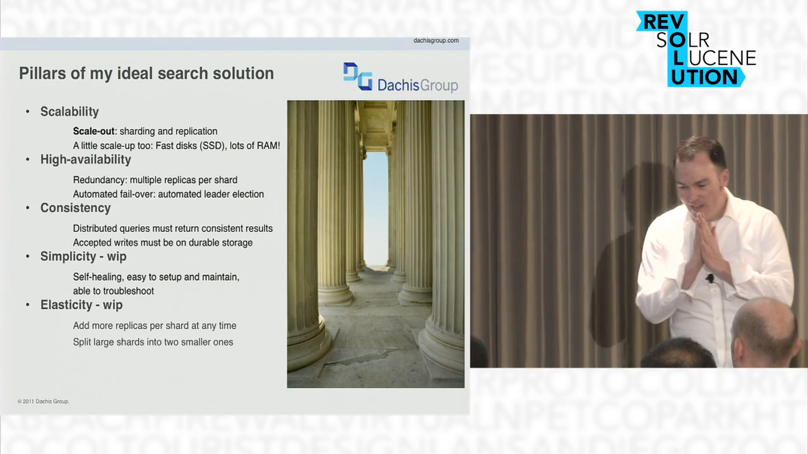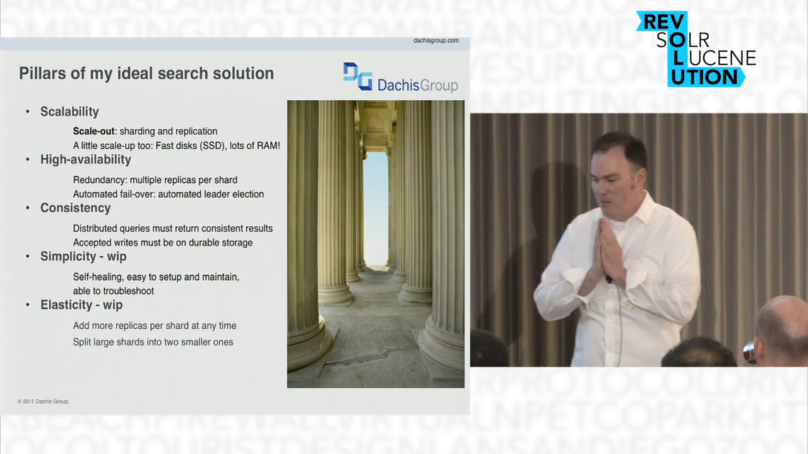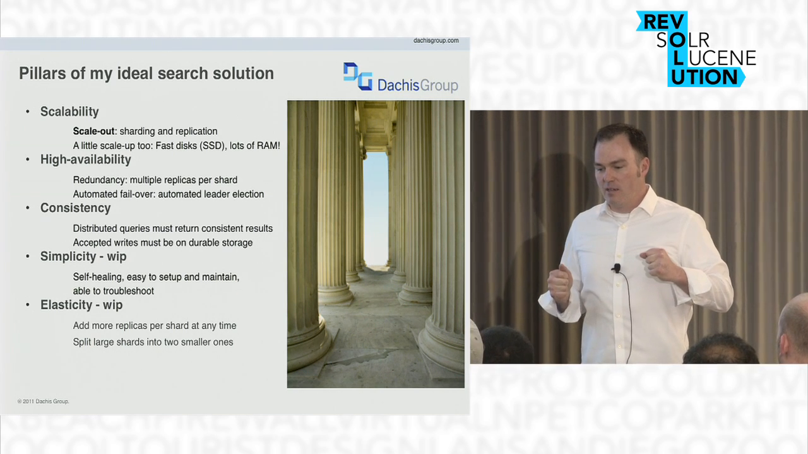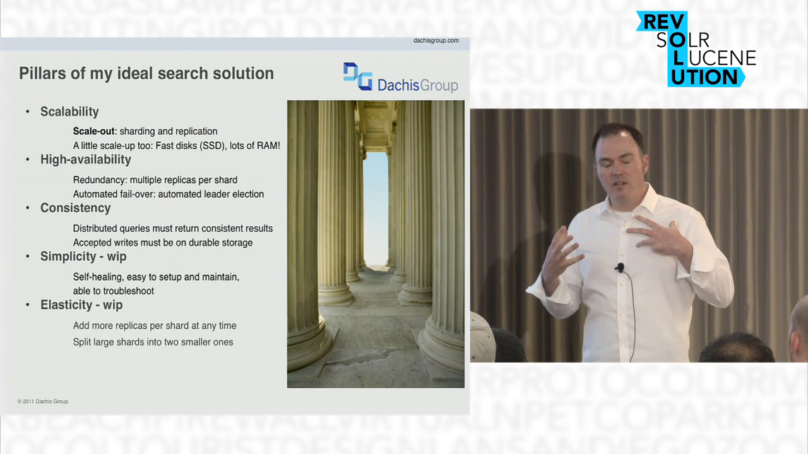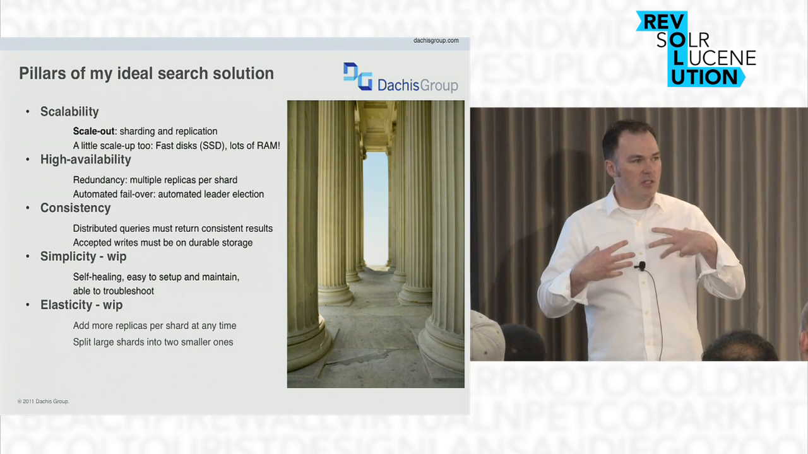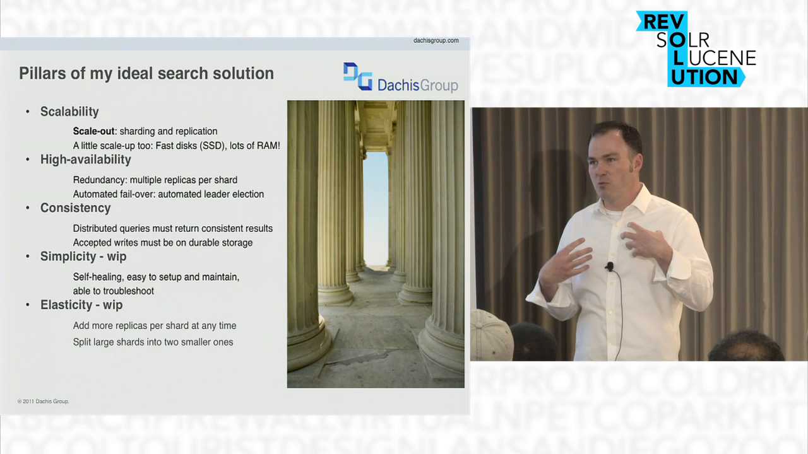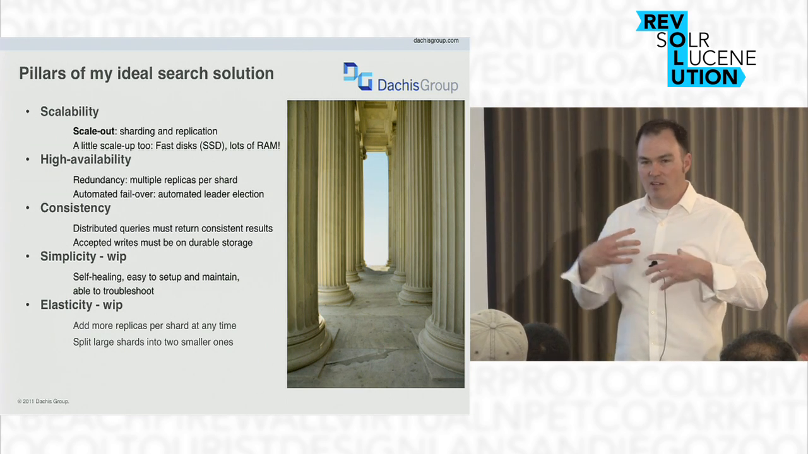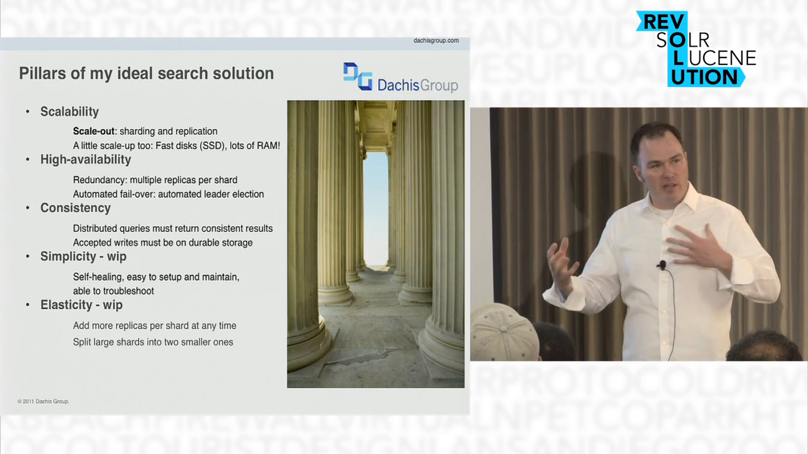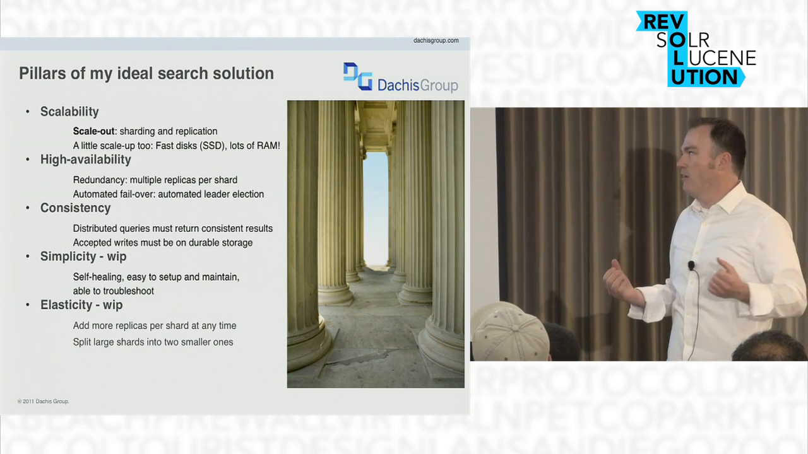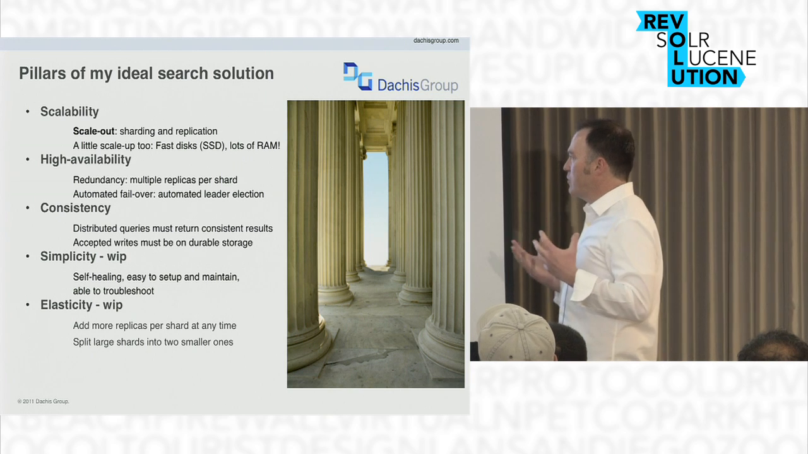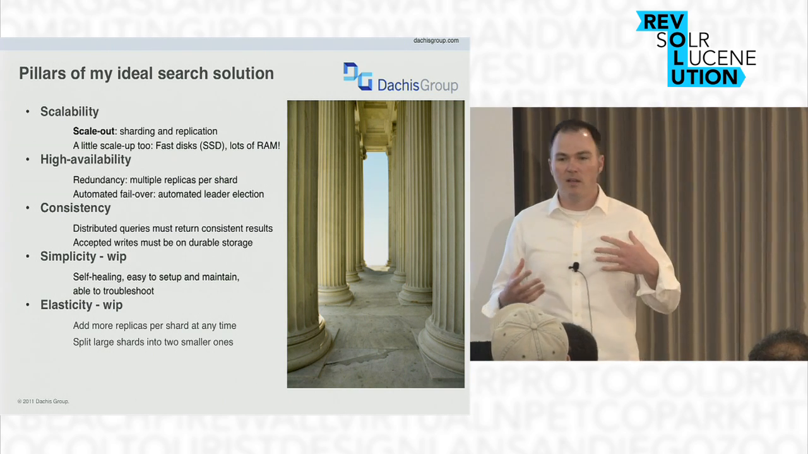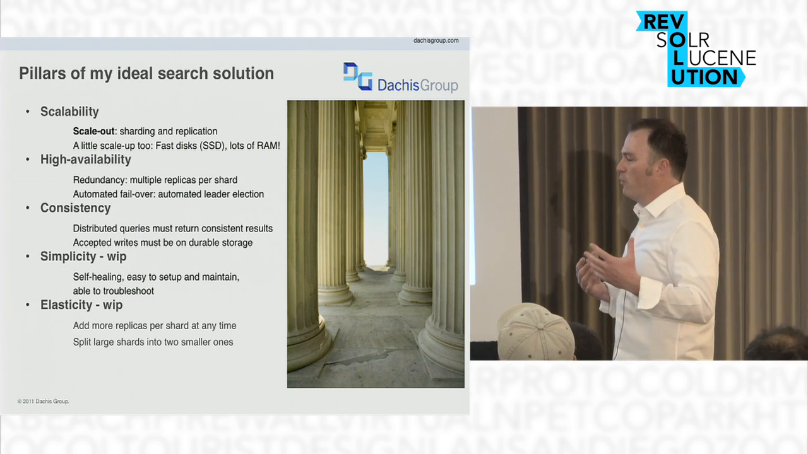So taking a step back, when I was thinking about this presentation, I wanted to ask: what is it really that I want from a search system? I'm the search guy at Dachis Group, so I'm responsible for this stuff. And I think a lot of these will overlap with what you're looking for. And then, how does Solr Cloud stack up right now? The first couple, scalability and high availability, I won't go too much into those. I think those are pretty straightforward.